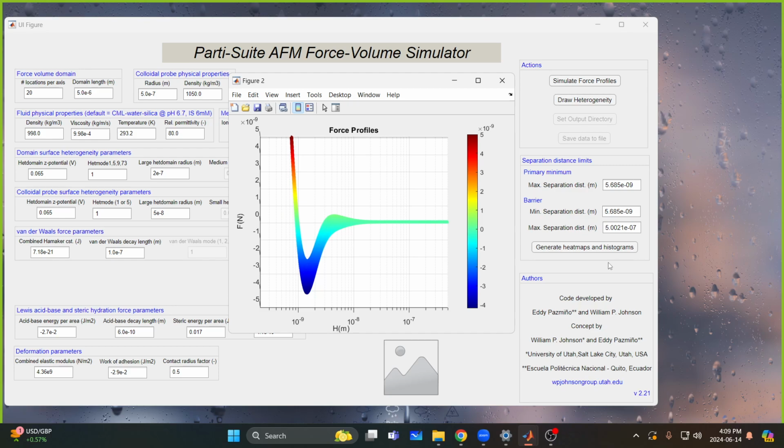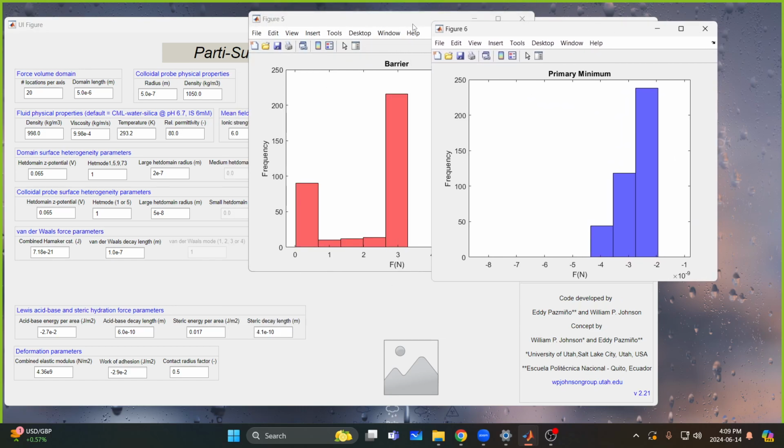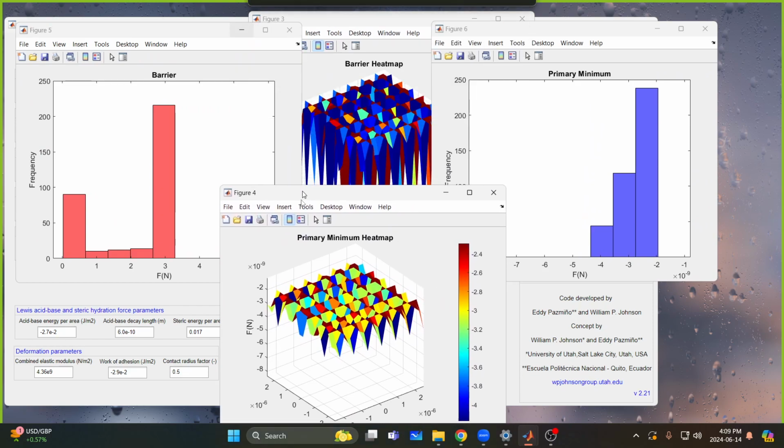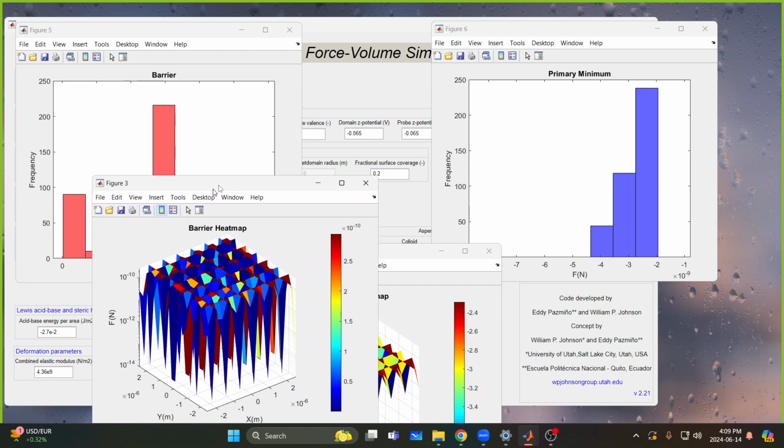So based on these limits, you can let the model then represent this as a heat map. So go ahead and hit that, Eddie. And this is, I think, helpful because it gives you a histogram and also the heat map. So Eddie, why don't you run through the histograms and the heat map?